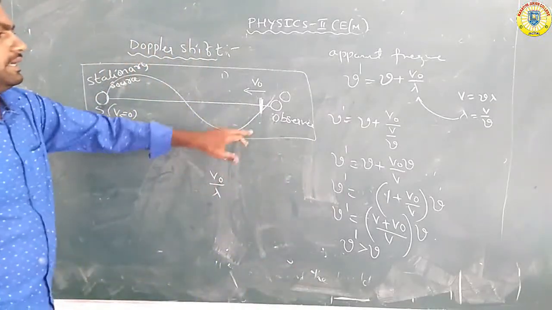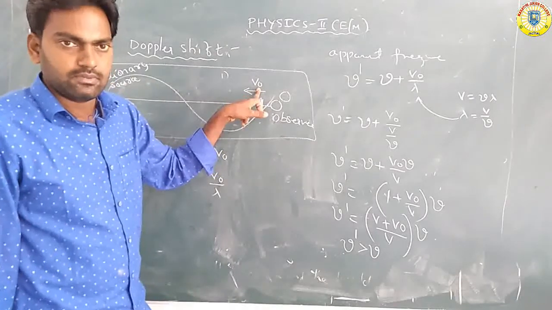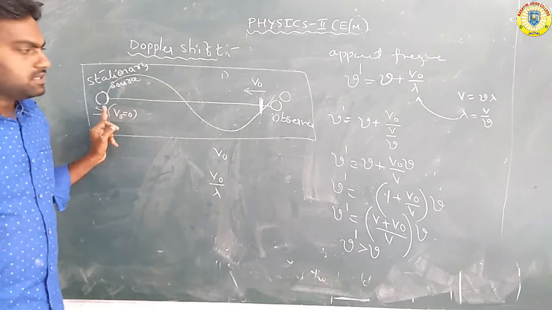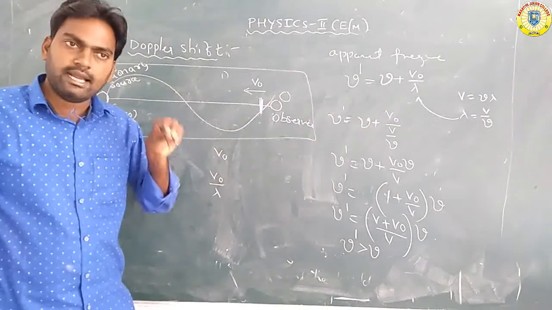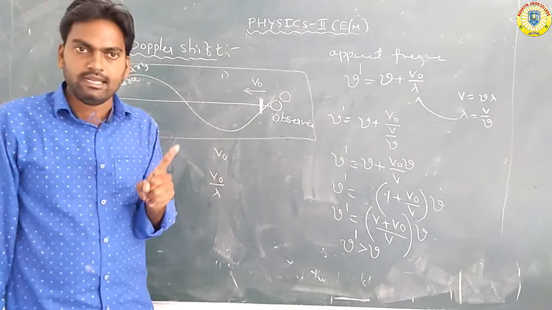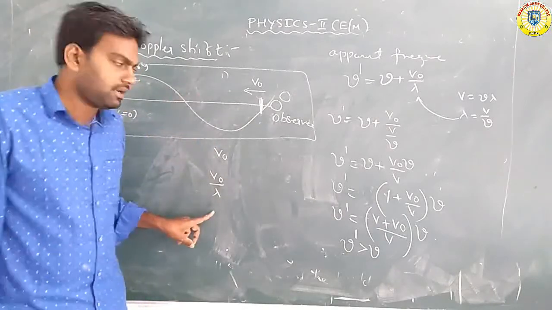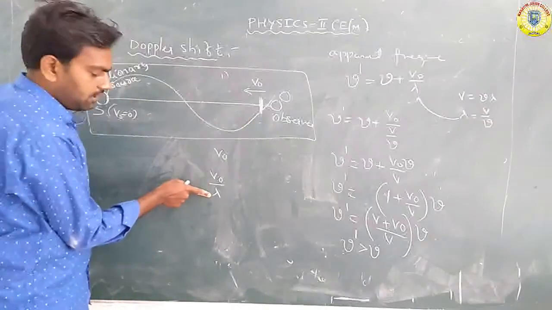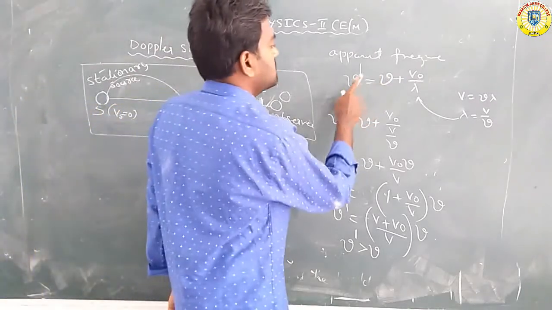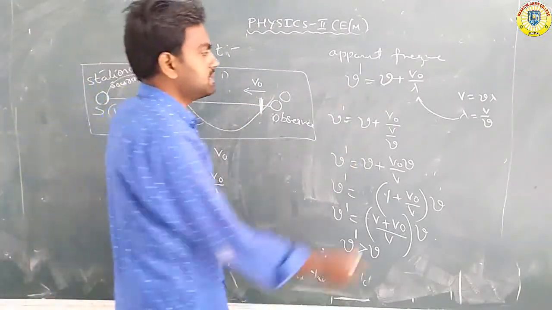So first of all, the observer is moving with velocity v naught towards the stationary source. The observer is moving, and in each second he receives extra waves. In 1 second the distance is v naught, so the number of extra waves is v naught by lambda, where lambda is the wavelength. So v naught by lambda is the extra received. This is the apparent frequency, and here v naught by lambda is the extra.